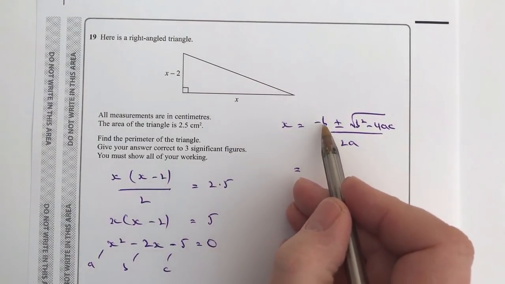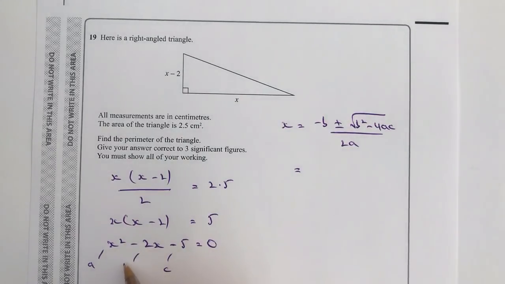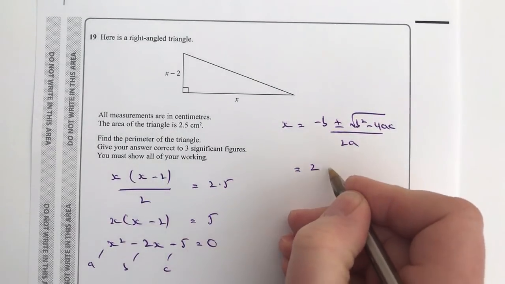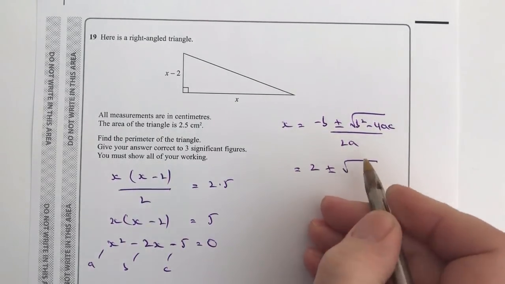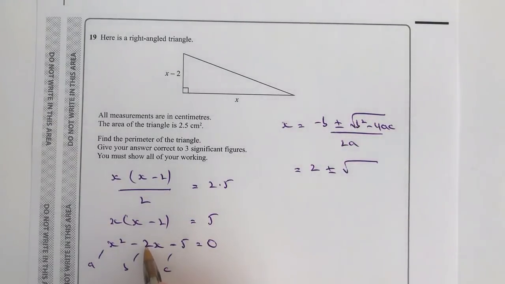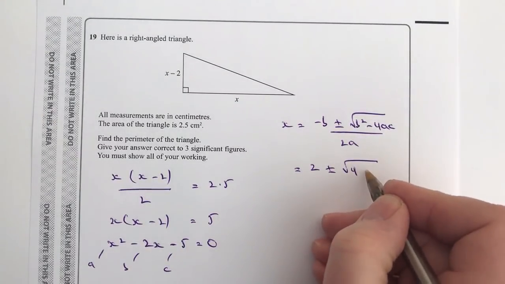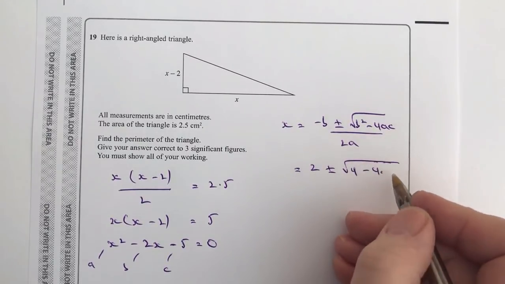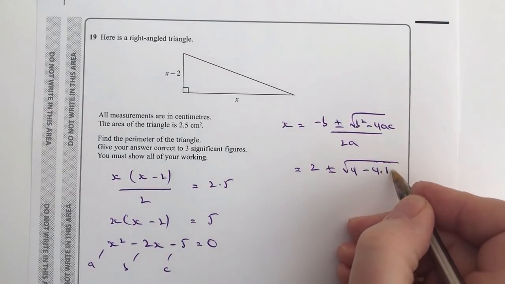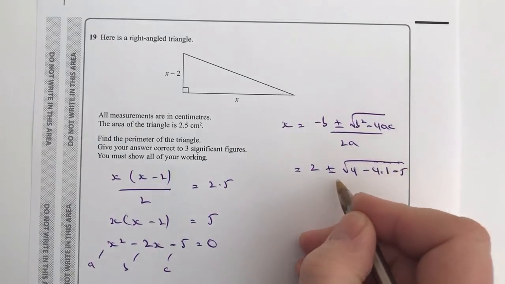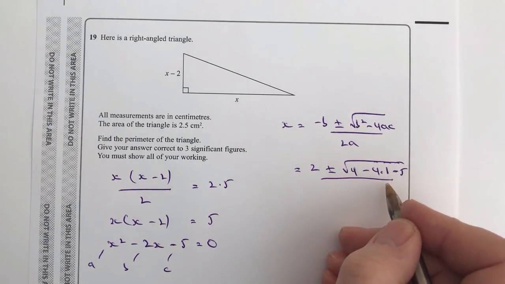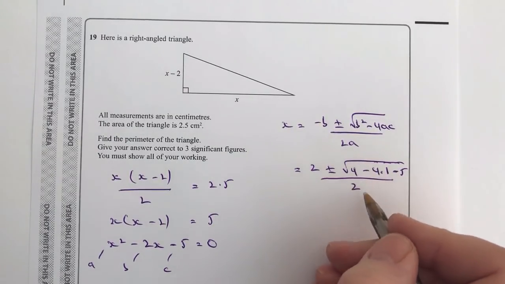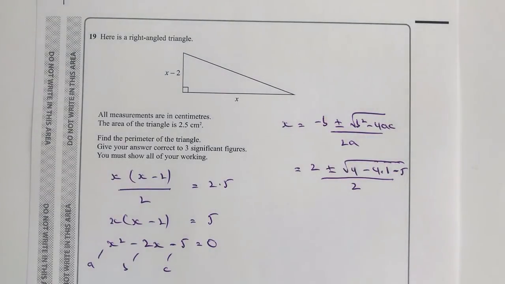So I've got minus B. At the moment B is minus 2, so minus and minus is a positive, so that's going to be positive. Then I've got B squared. Minus 2 squared is going to be 4. Then I've got minus 4 times A, which is 1, and C, which is minus 5. And that's all divided by 2 times A. Hopefully that's all right.